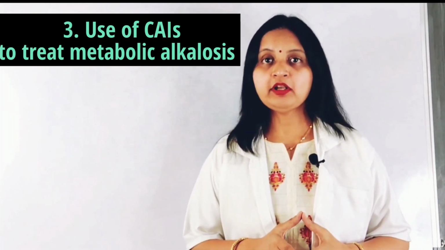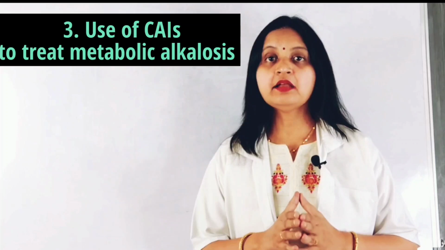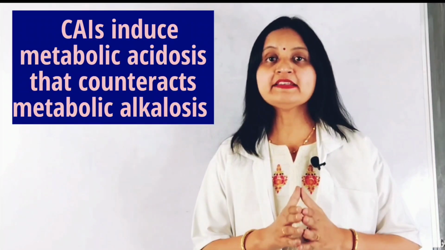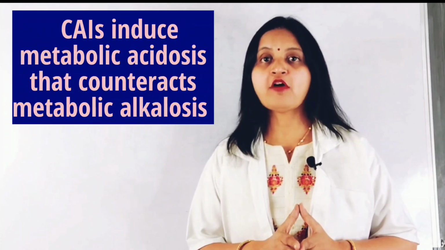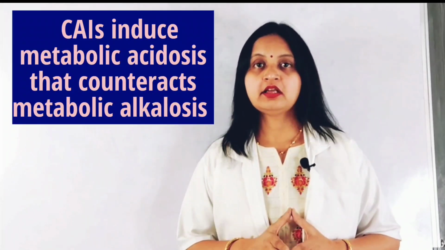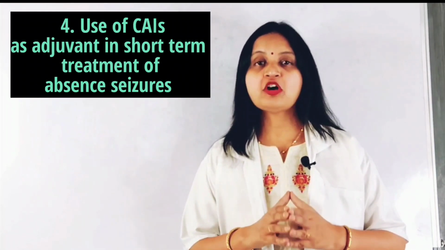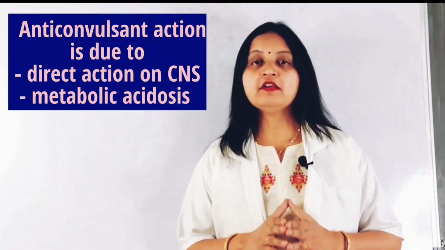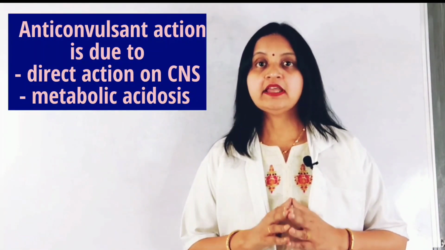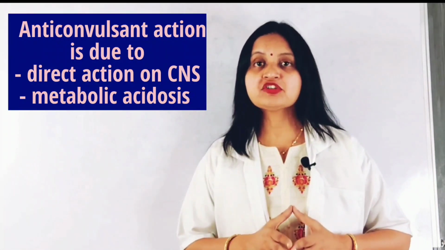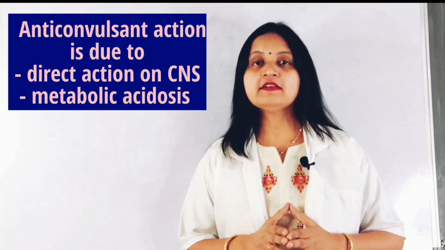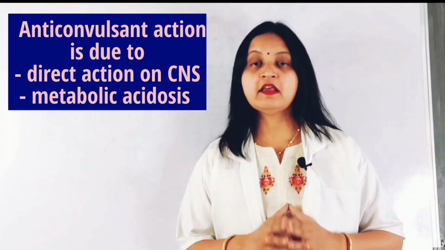The third use is metabolic alkalosis. As we have learned that carbonic anhydrase inhibitors induce metabolic acidosis, they can be used for the treatment of metabolic alkalosis. Next, carbonic anhydrase inhibitors are used as adjuvant and short-term treatment of petit mal epilepsy or absence seizures because of their anticonvulsant action. The anticonvulsant action is due to direct action on the central nervous system and because it induces metabolic acidosis. So this can raise seizure threshold and decreases the incidence of convulsions.